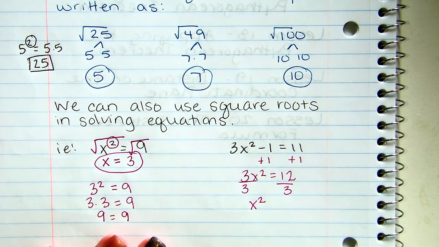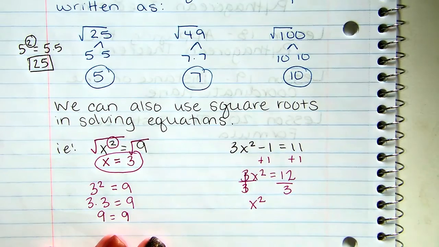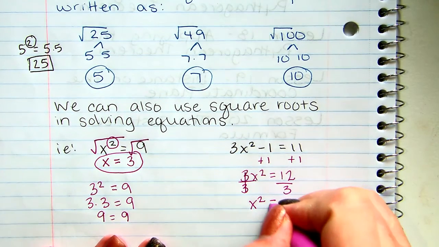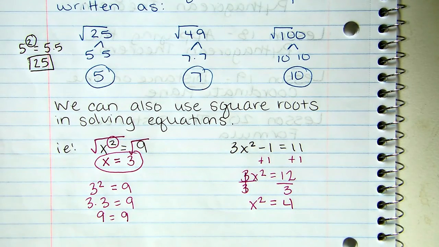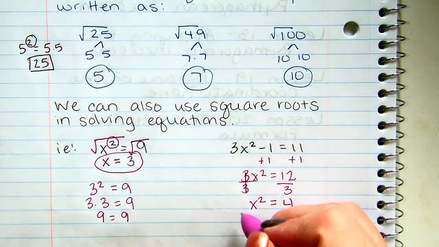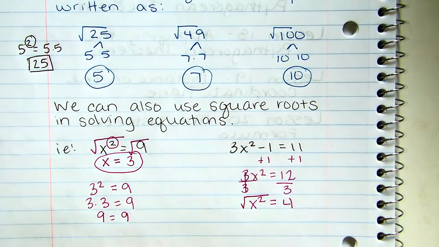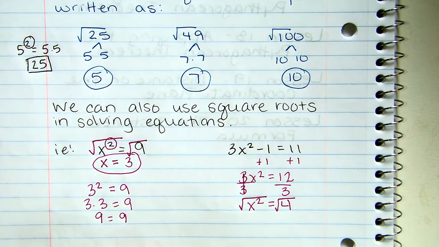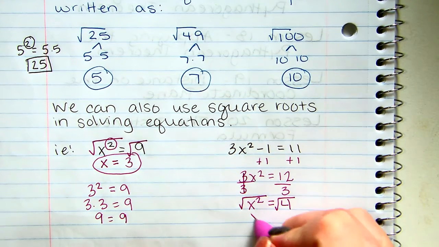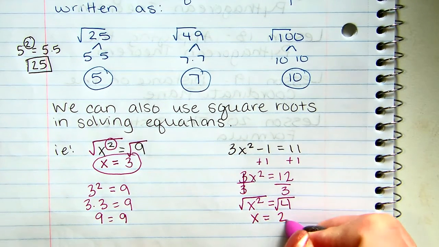Now, the 3's cancel out here, and 12 divided by 3 is 4. So now I get x squared equals 4. This is where we can now put the square root over our x squared and the square root over our 4. Now the square root of 4, that is 2. So my answer is going to say x equals 2.